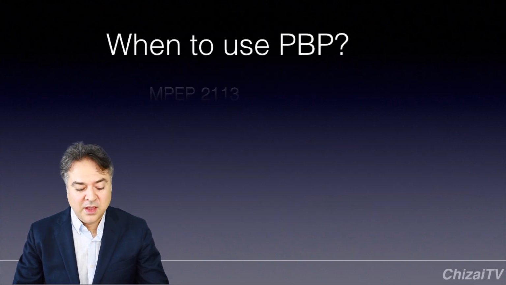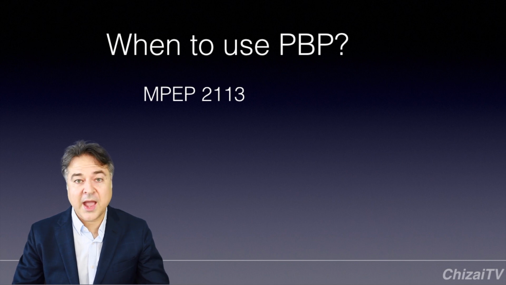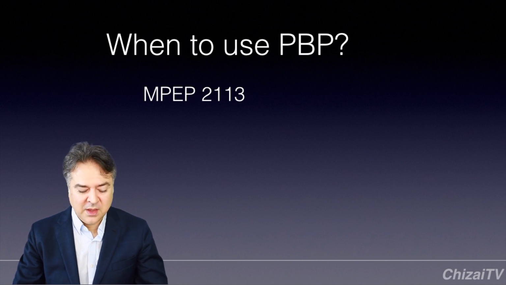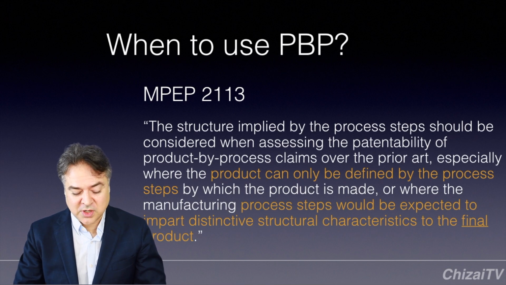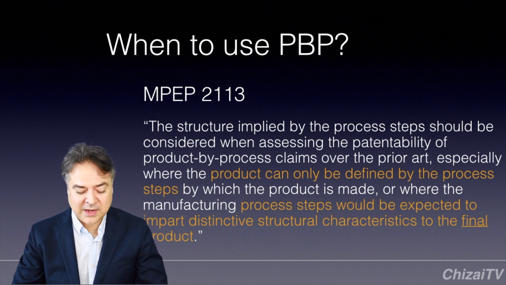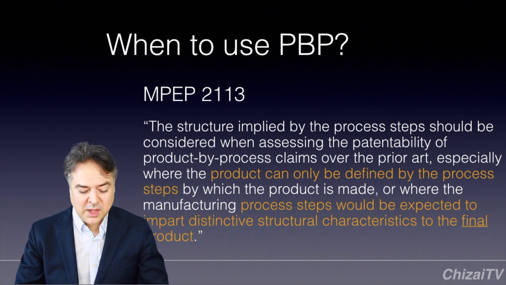So continuing on, there are times when we can actually use product by process claims. So when can we use the product by process claims effectively? Well, again, MPEP 2113, the structure implied by the process steps should be considered when assessing the patentability of product by process claims over the prior art, especially where the product can only be defined by the process step. An example of a product that can only be defined by process steps could be some chemical compound.